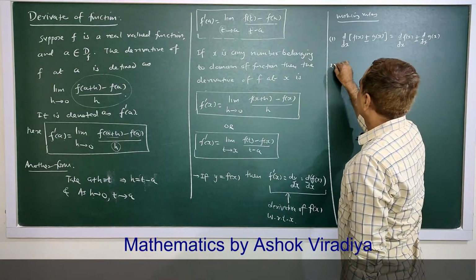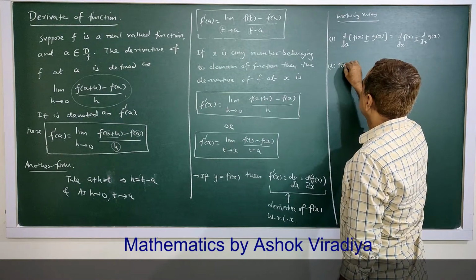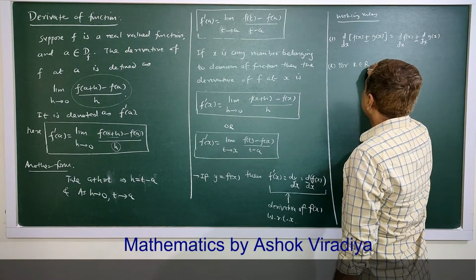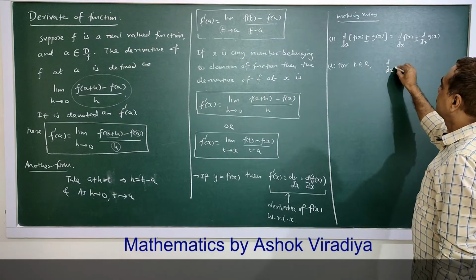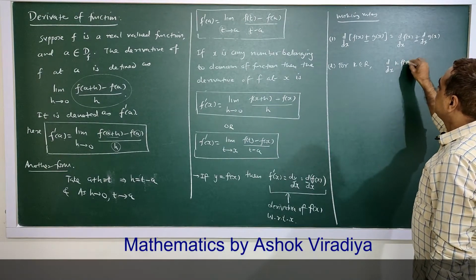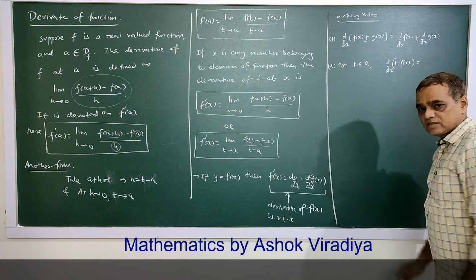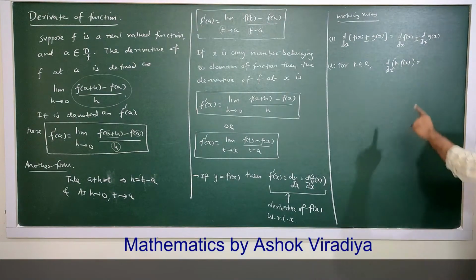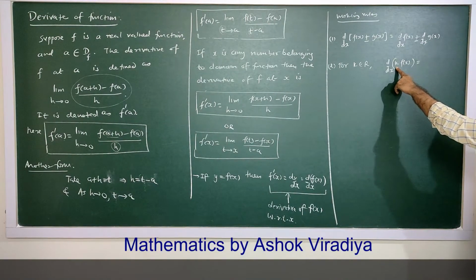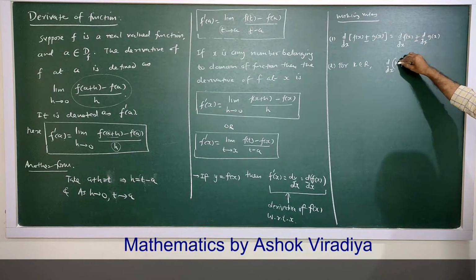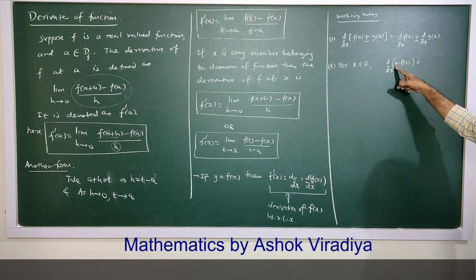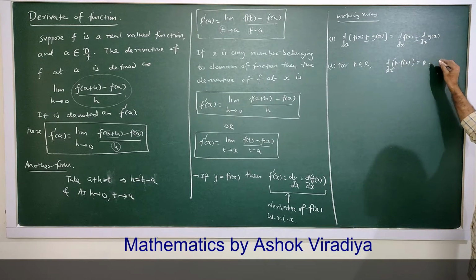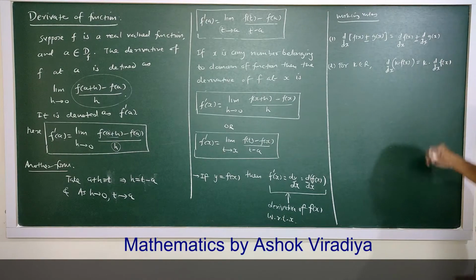Second property, for any constant k, derivative of k into f(x). If k is any constant which is in multiplication with f(x), then we are taking this k outside, k into d by dx of f(x).